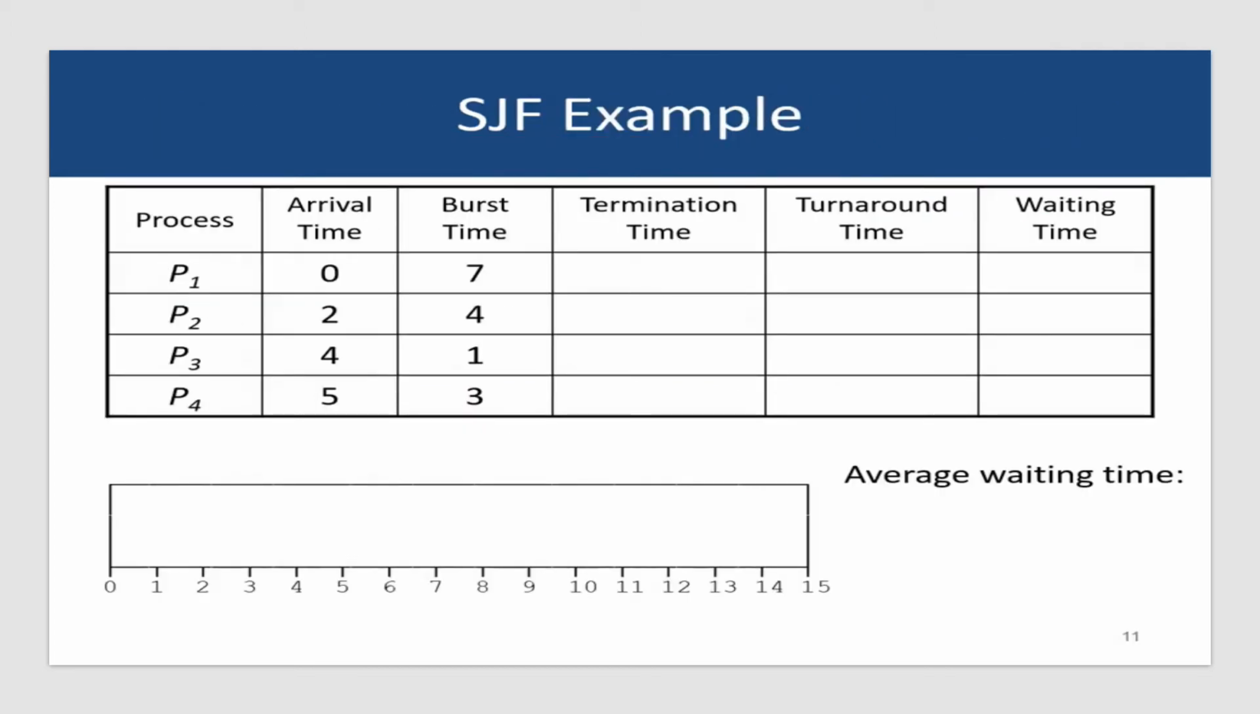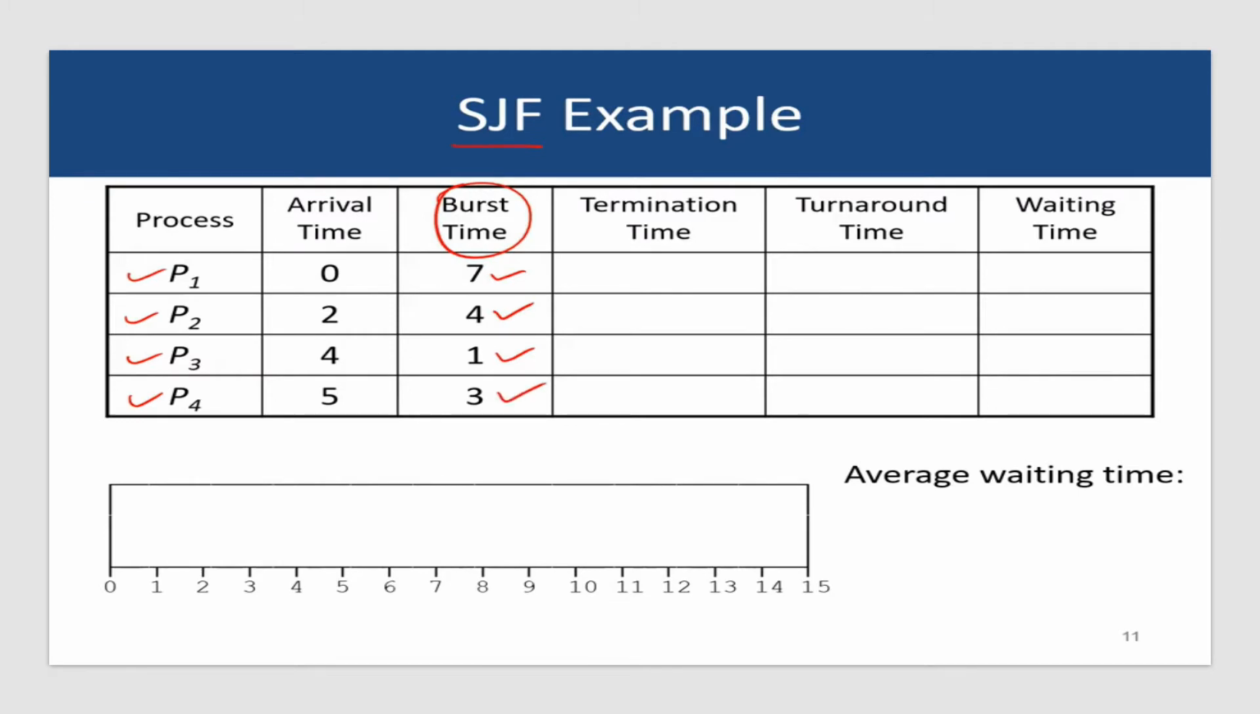Let's try to understand the workings of shortest job first, or the SJF algorithm, better with the help of this example. For simplicity, in this example we are going to assume that every process has just one CPU burst. There are four processes, P1, P2, P3 and P4, and their CPU burst times are as given in the table here. P1 has a burst time of 7 milliseconds, P2 has 4 milliseconds, P3 has 1 millisecond, and P4 requires 3 milliseconds of CPU burst time.